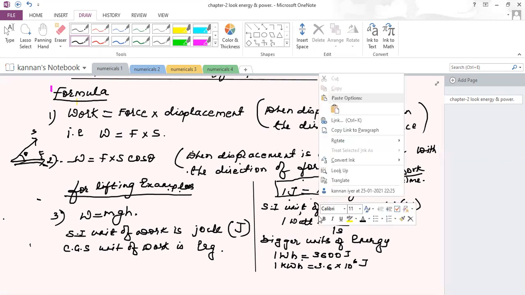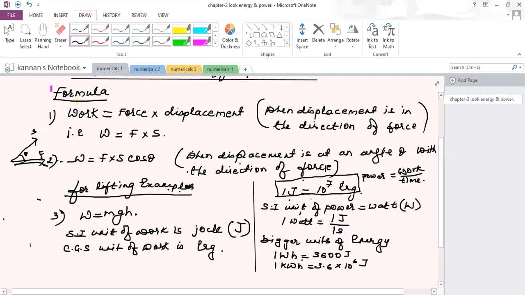Now, energy is the capacity to do work. So energy is basically work. The SI unit of energy has to be joules, and the CGS unit of energy has to be erg. But there are some bigger units of energy: watt hour and kilowatt hour. 1 watt hour is 3600 joules, and 1 kilowatt hour is 3.6 into 10 to the power 6 joules.